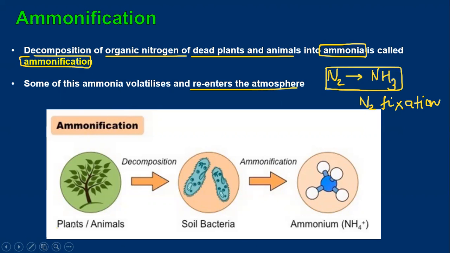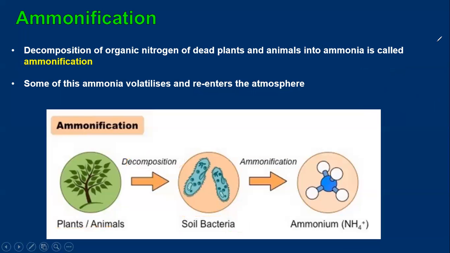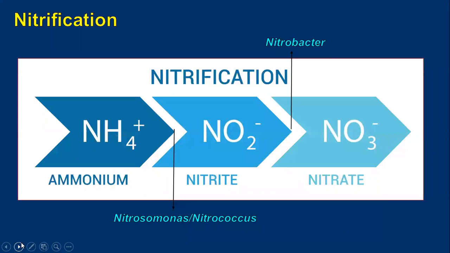So, the dead plants and animals are acted upon by the soil bacteria. Their conversion into soil is known as decomposition. From the soil bacteria, it will undergo the process of ammonification. Finally, ammonium ion or ammonia is formed. So the process by which ammonia is formed from dead and decaying plants and animals is known as ammonification. Next comes nitrification.